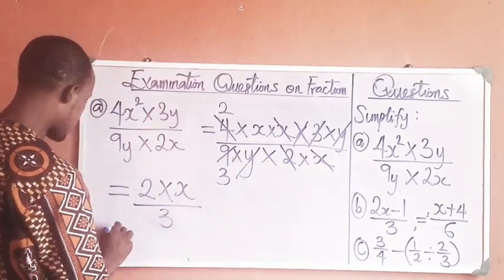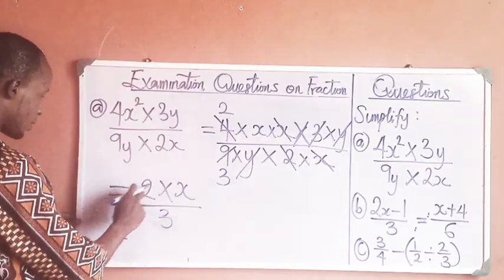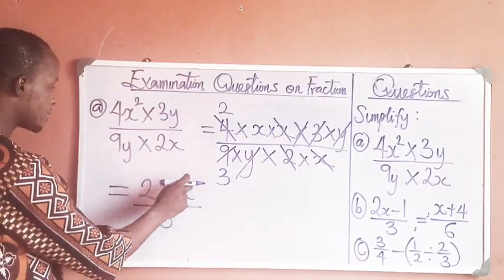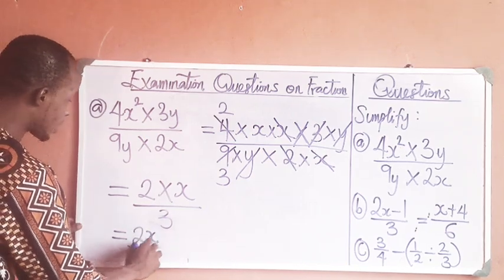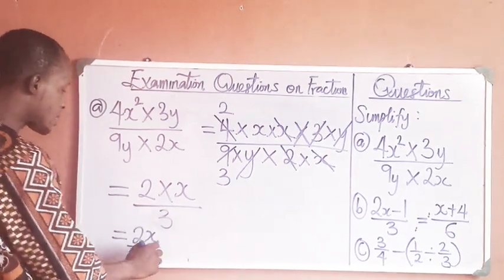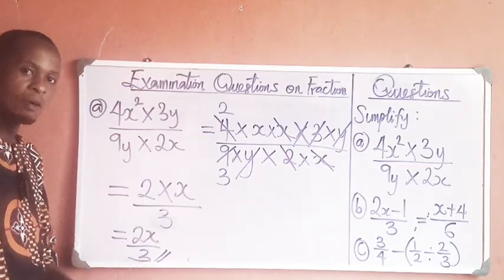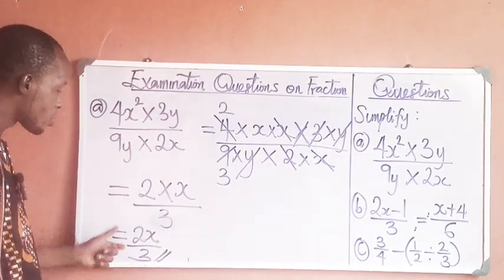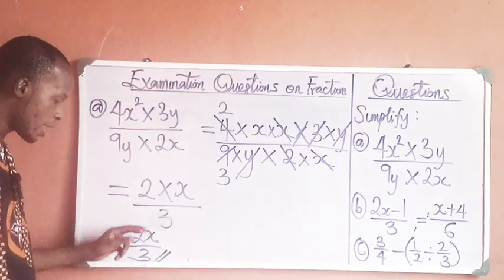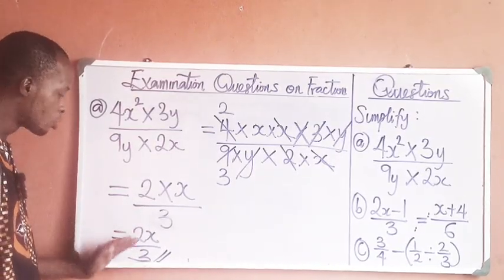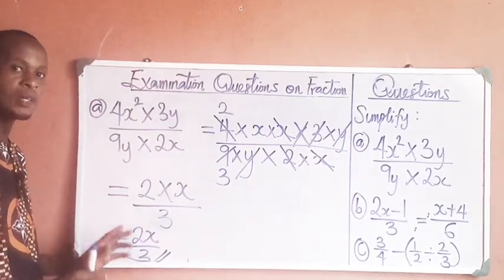So the next step is to multiply the numerator by the factors there. To multiply the numerator, 2 multiplied by x is 2x divided by 3. And this is our final answer. 2x over 3 is our final answer, because we can no longer solve further. The numerator, which is 2x, and denominator, which is 3, do not have anything in common. So this is our final answer.